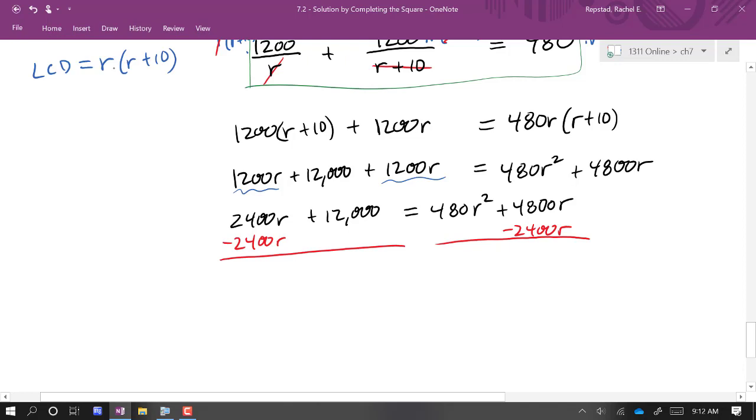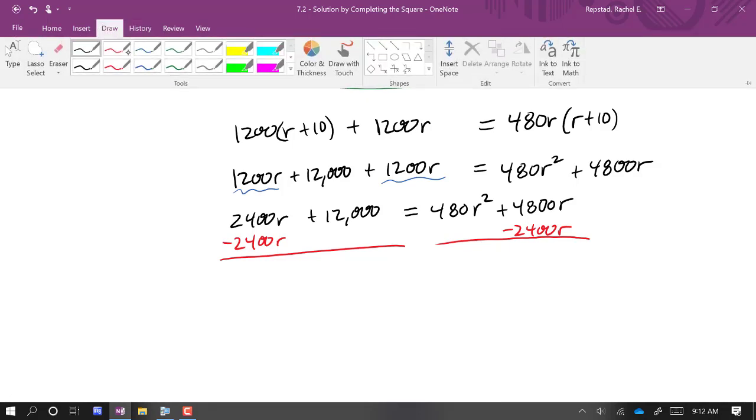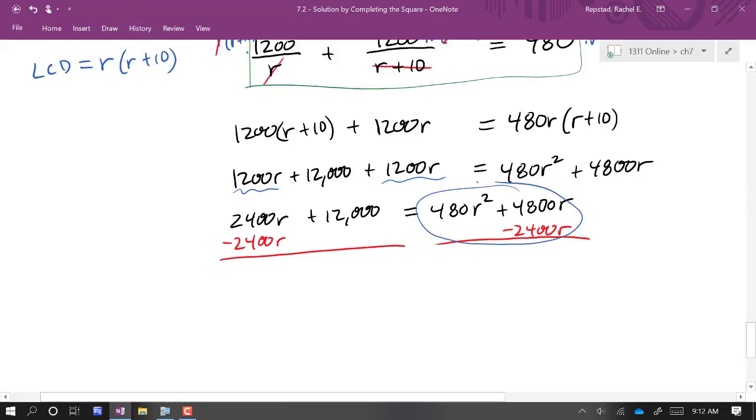I don't know about you, but when I'm completing the square, I like having my r squared and r terms on the left side of the equation. So I'm going to take this part here and write it on the left side. So 480 r squared plus 2400r equals 12,000.